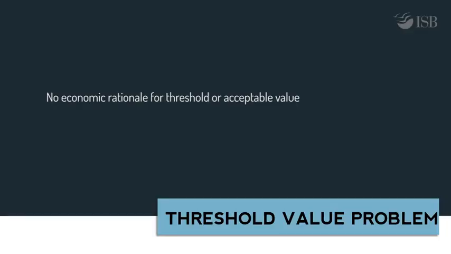However, there is no economic rationale for what is an acceptable payback period and what is not. We may say that a project is acceptable if its payback period is 3 years or less. But why is a project with a payback period of greater than 3 years not acceptable? So payback period may be based on arbitrary decisions.